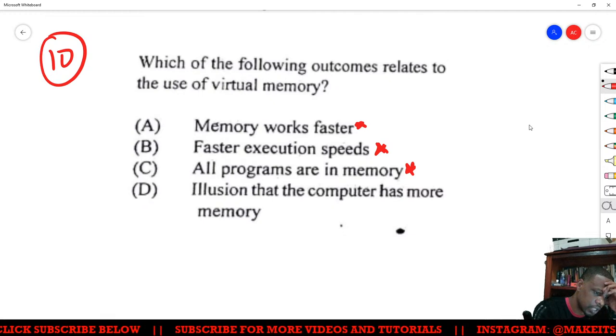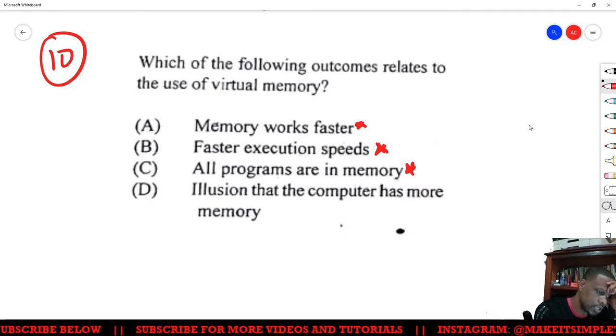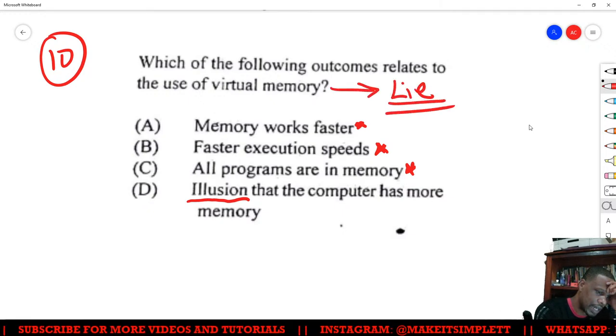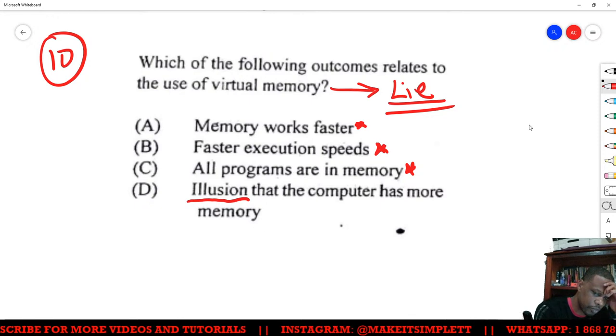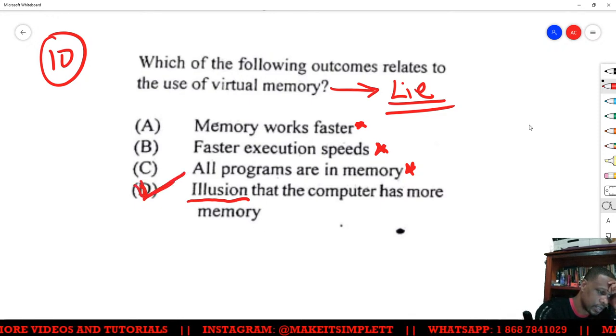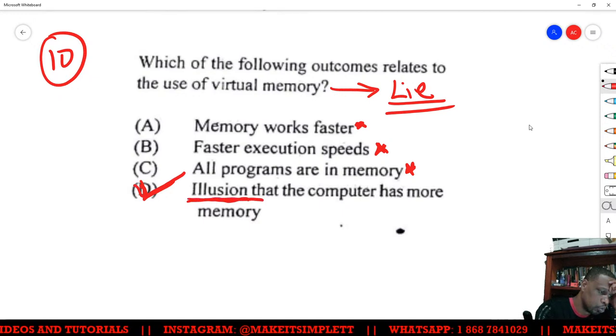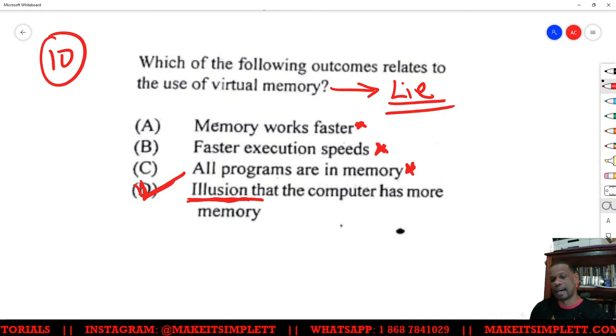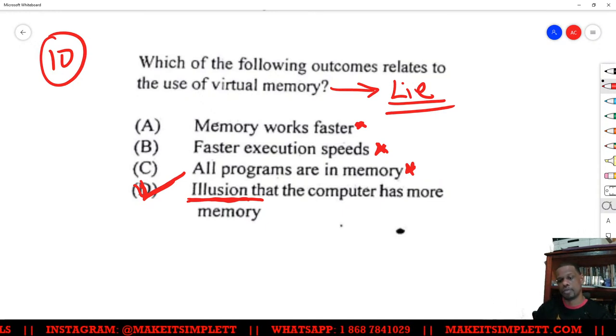Therefore, illusion that the computer has more memory. See this word illusion here? Yes. Virtual memory is a lie. You are lying to the CPU, saying that you have more than you need. So the answer is D. Virtual memory provides the illusion that the computer has more memory. It's a lie. It's all smoke and mirrors.